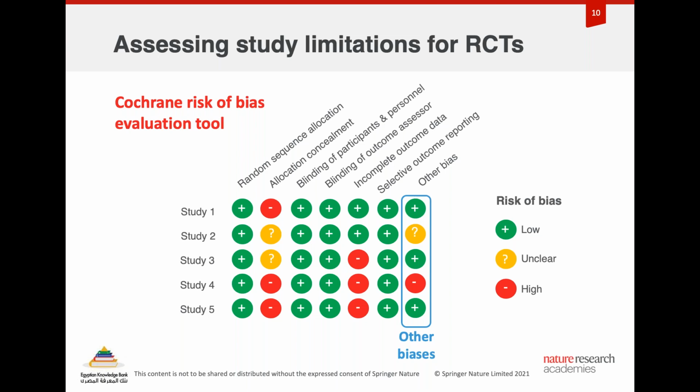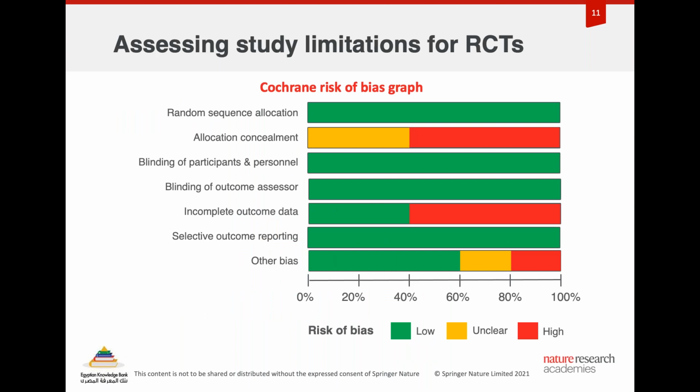In addition to this, you can compile all of this information together to produce a risk of bias graph. This is often, again, what you'll see presented in systematic reviews and meta-analyses, and it allows you to see, over all the studies they evaluated, which dimensions those reviewers felt had a high risk or a low risk of bias.